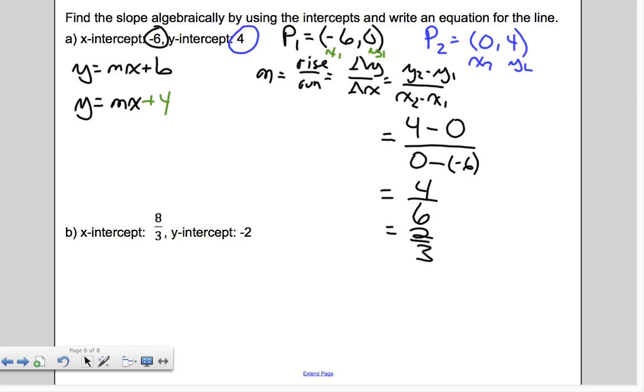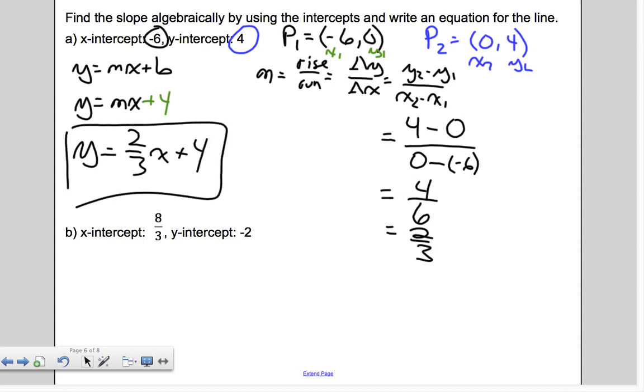Question there? Could you also just plug the x-intercept point into the equation? Would that be easier? That's much easier. To solve for m? Yeah, you can do that. I like doing it this way, but you can do it. Let me just write this down. So y equals 2/3 x plus 4. So that's our equation. Okay?